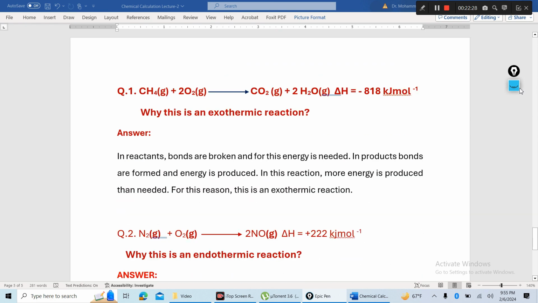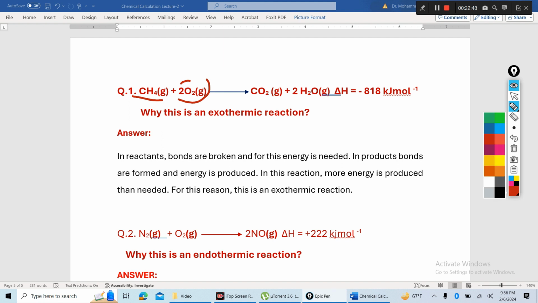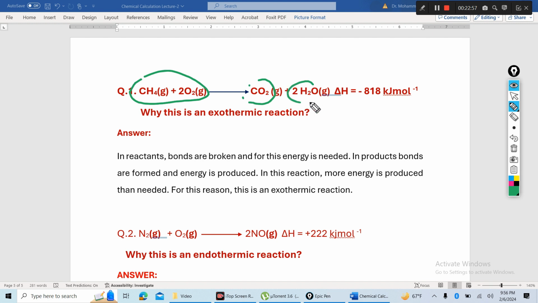Okay, now you know some reactions are called exothermic reactions and some reactions are called endothermic reactions. Why? Here I write one. When methane combustion with oxygen, methane burns in oxygen to produce carbon dioxide and water, and this is an exothermic reaction because the delta H value is negative, negative 818 kilojoules.